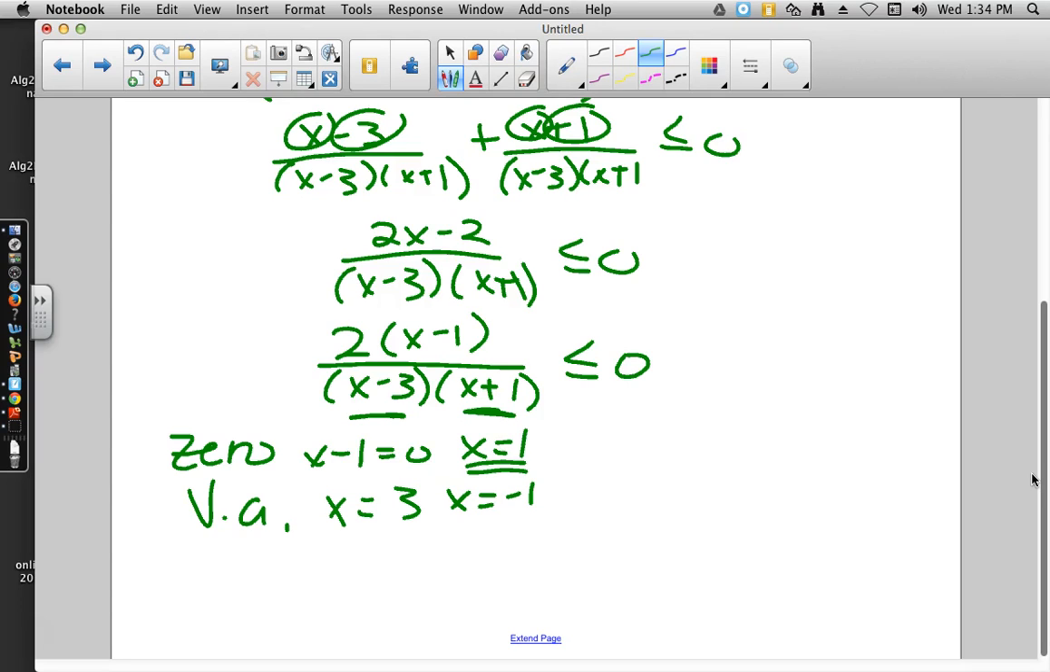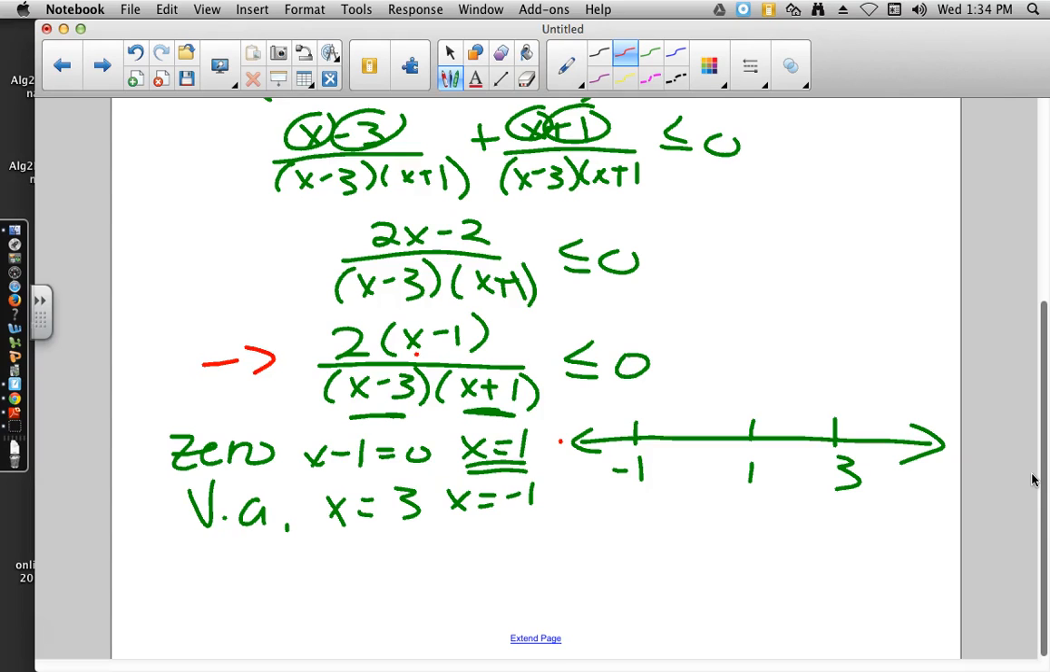And then we can make a sign chart so that we can answer the question about when this is less than or equal to 0. So we've got -1, +1, 3. First up, left side over here. Something to the left of -1, maybe -2. And I'm going to plug it in here and check for signs.